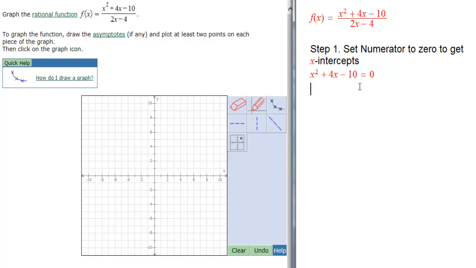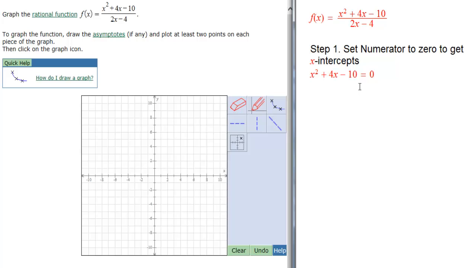All right, let's take a look at a different kind of problem. Again, we're graphing rational functions, so reviewing the steps. Remember, step 1, set numerator to 0 to get x-intercepts. Step 2, set denominator to 0 to get all vertical asymptotes. Third step is do long division to get oblique or horizontal asymptotes.